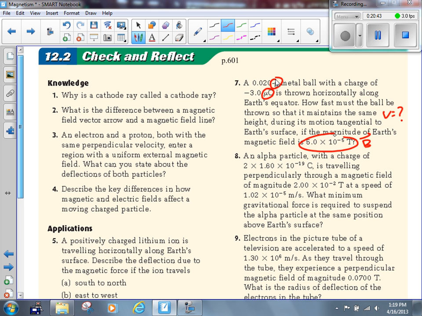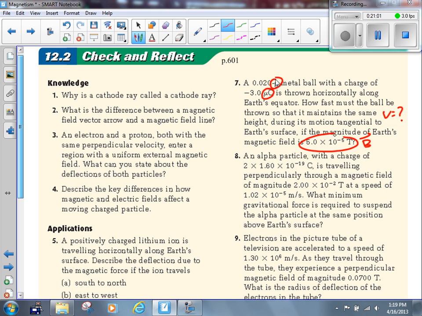Yes, it is. That's why I asked you. Which force has got to balance out the gravitational force? Is your hand up? Magnetic force, yeah. So now we've got two forces, a magnetic force acting up, gravity acting down.